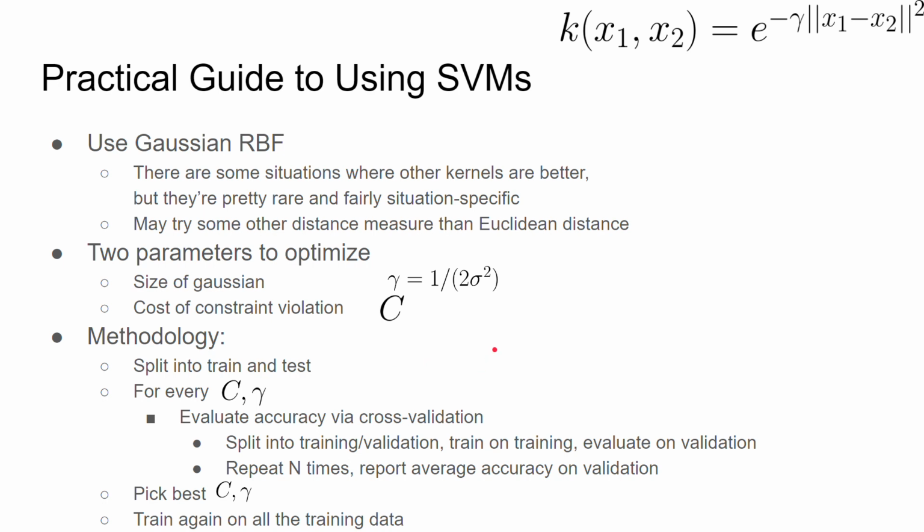Very similar methodology is going to be true for a lot of more complicated systems. This is really nice in that there's only two parameters we have to worry about. And so we can just do this exhaustive search and try a bunch of different C and gamma values.